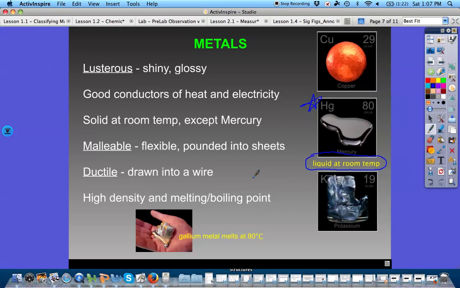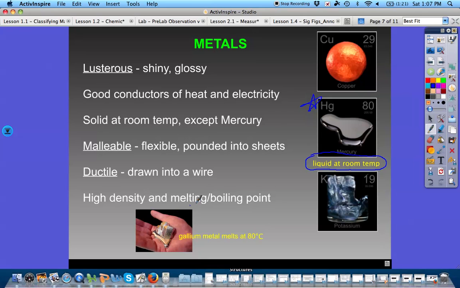Metals are also malleable, which means that they are flexible and can be pounded into sheets. They are also ductile, which means that they can be drawn into wire. And most metals have a high density and melting point or boiling point. So melting point goes for your solids, they would melt. Boiling point would go for liquid.